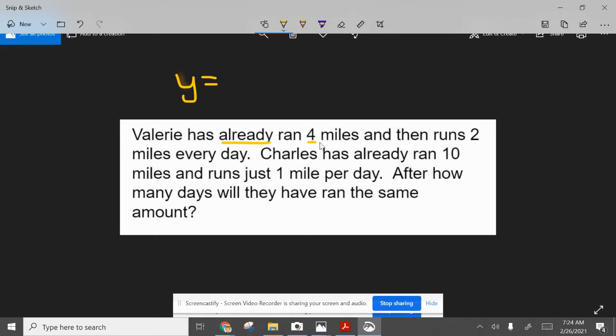Keyword, ran 4 miles. This is something that's already happened. This is our starting point. This is our y-intercept, okay? So that would be at the end of the problem, okay? Then runs 2 miles every day. 2 miles every day. You could change this to x, that's fine. And to be honest, this is 2 miles every day plus 4 miles.